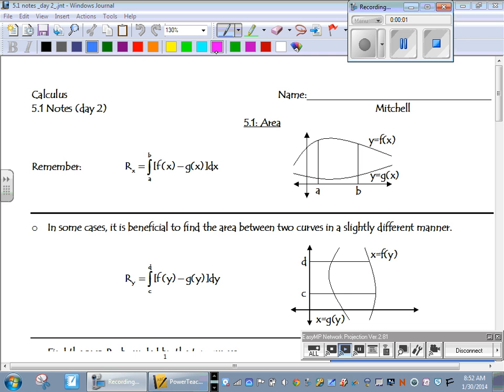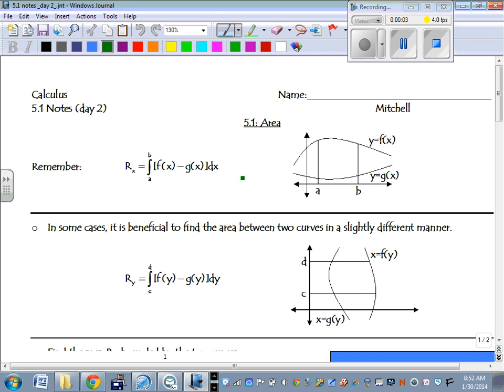Right, let's take a look at the notes for today. So at the top it says, remember, these are things we talked about yesterday. R sub x, that just means the area of the region in terms of x, or finding the area in terms of x.